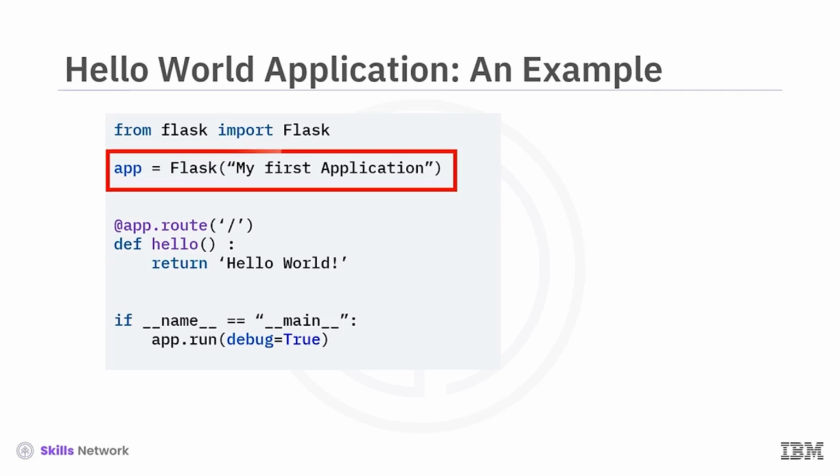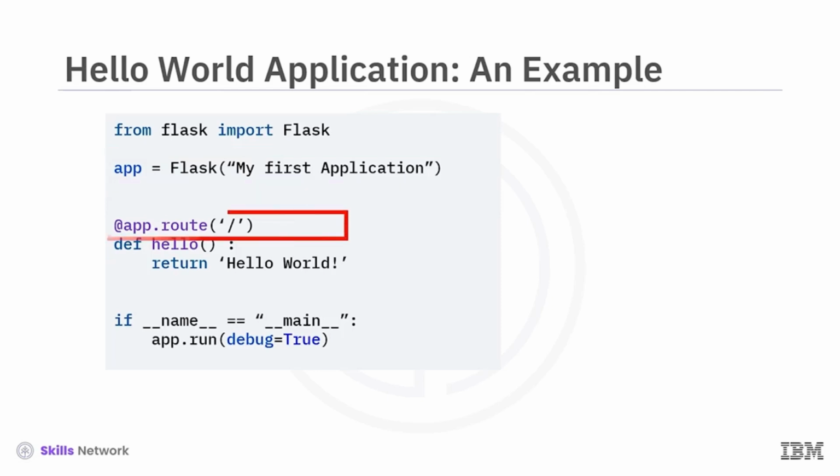and store it as app. For example, app equal to Flask with my first application. Most applications use the reference name app for clarity purposes. However, app is just a reference name and you can use any other name.